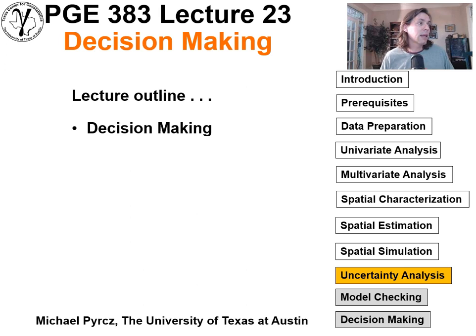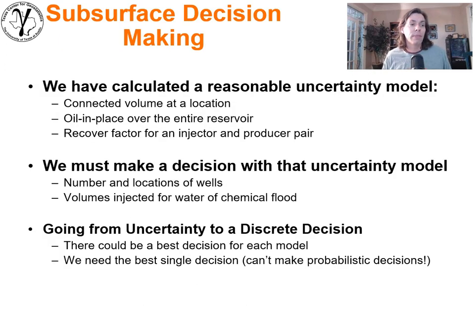And so fundamentally, if you think about the problem, we have provided a reasonable representation of uncertainty. We recognize that it is an uncertainty model. It's not perfect, but it's useful. And so we may have a model that tells us what's the uncertainty, or the PDF, the probability density function for the connected volume at a location if we drill at that location.